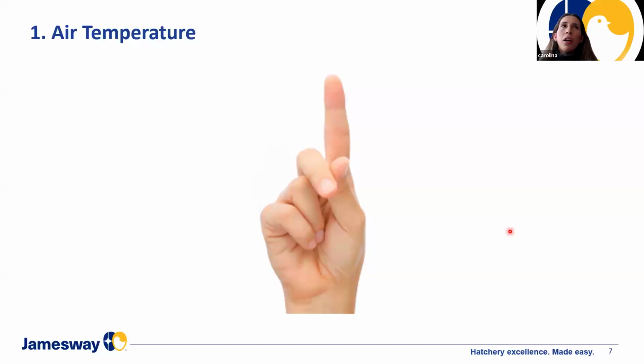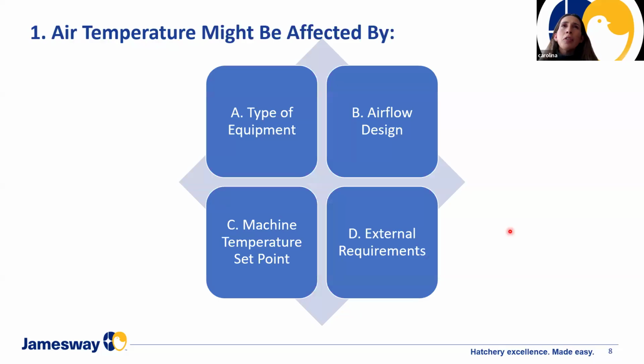So first of all, let's talk about air temperature. Air temperature might be affected by 4 different aspects. The first one is the type of equipment. The second one will be airflow design. The third one will be machine temperature set point. And the fourth one will be external requirements. So let's continue with the first one.